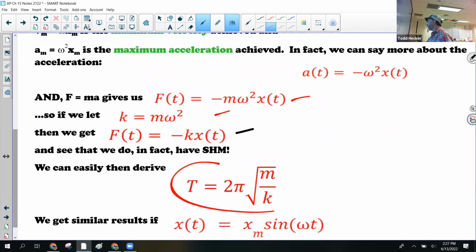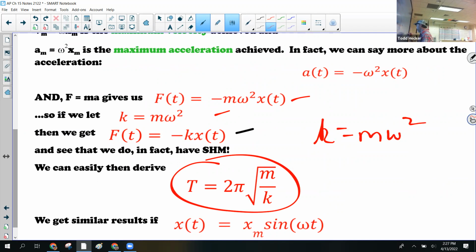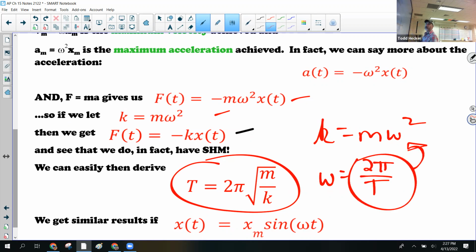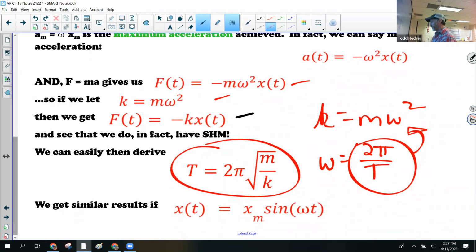So how do we get the period? Oh, well, let's see. Up here, we discovered that k is m times omega squared. But remember, omega is 2 pi over T, right? So I think if I plug this in here, I ought to be able to come up with an equation for the period. Let's do it. I'm super excited. I can tell that you are as well.